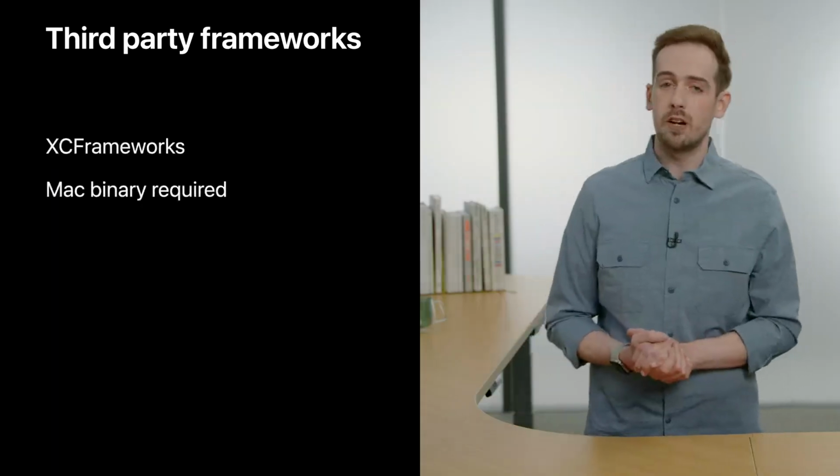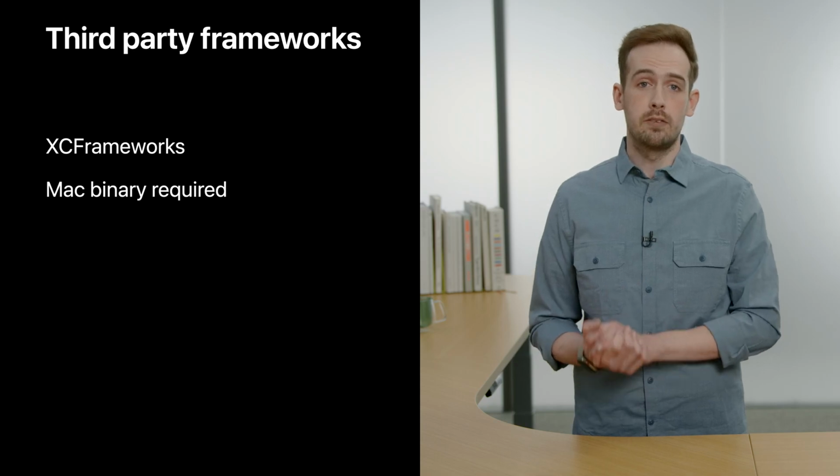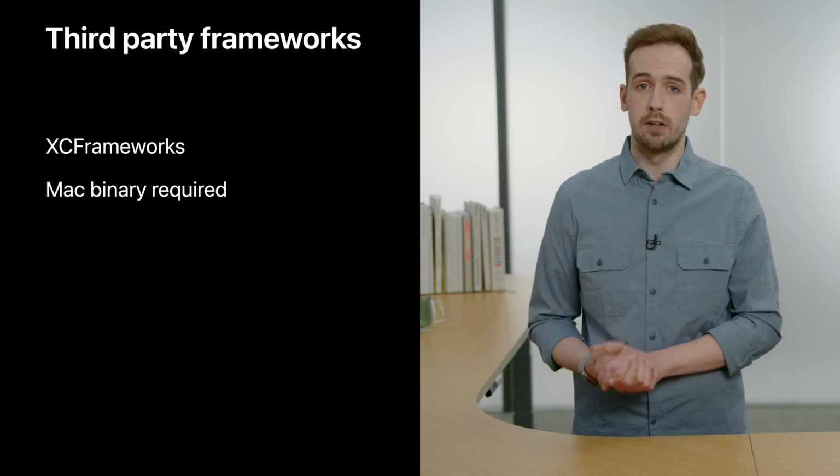Also, make sure to check your third-party dependencies. If those frameworks are distributed as an XC framework bundle, make sure that they provide a Mac binary to link against. As you begin work on your Mac app, watch for compiler warnings when building your project, and monitor the console log for runtime messages. These warnings tell you how to fix your code so it runs well as a Mac Catalyst process. And remember to only use supported API, so your app continues to run on future macOS releases.